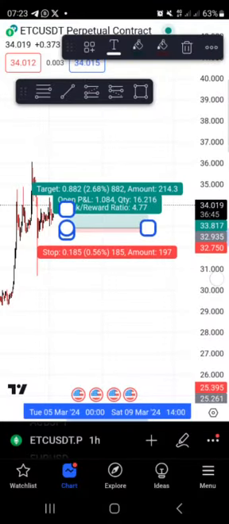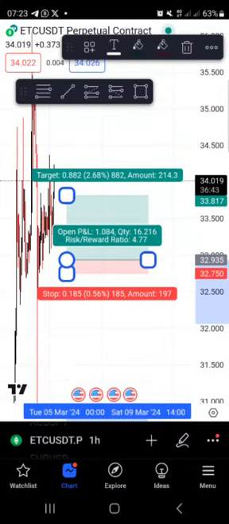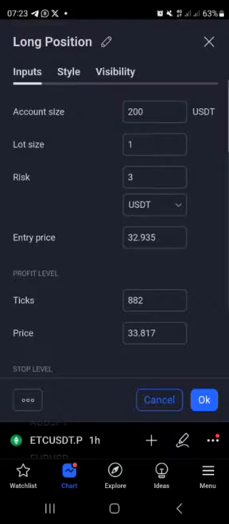You can see it has drawn it already automatically. You can confirm the prices from this bar here. You can see the stop loss 32.750 in red, the entry 32.935 in gray, then the take profit 33.817 in green. So now look at the stop loss percentage here.